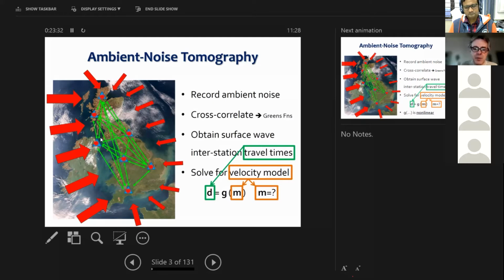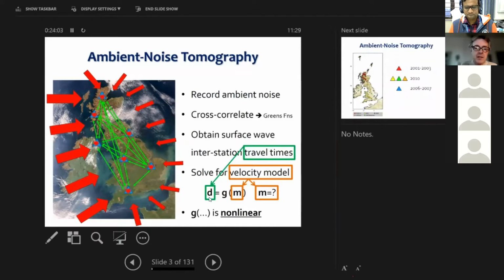And the important point about this is that we've recorded the data. We're trying to find the family of models that fit the data, so all the different models for which they are related, such that if we apply what's called the forward function, g, which converts the models to data or translates into the corresponding data, we'd like to find all the models which match the observed data. And the important point is that g is nonlinear. It is, and often very nonlinear.